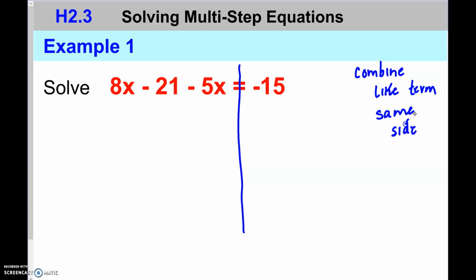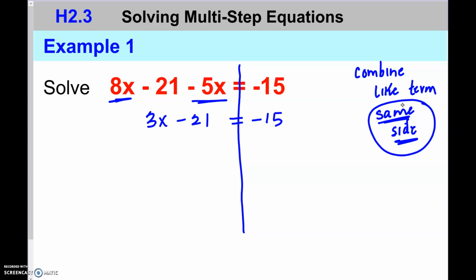So when things are on the same side of the equal sign, like this 8x and this negative 5x, we are just going to combine like terms. So that says 8x minus 5x, which is 3x. And then we still have our negative 21. We still have our equal sign, and we still have a negative 15. Now, we don't have any other like terms that are on the same side.